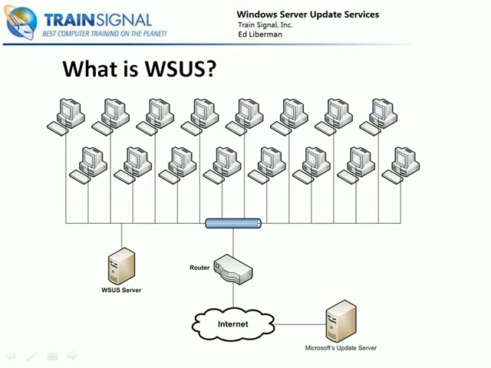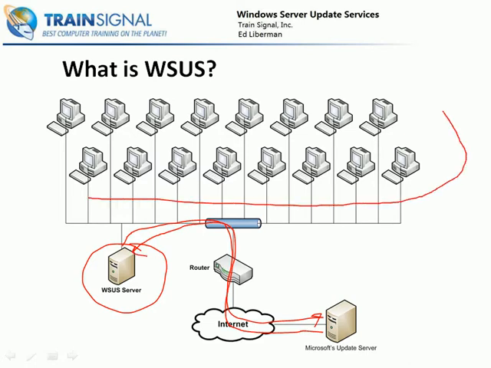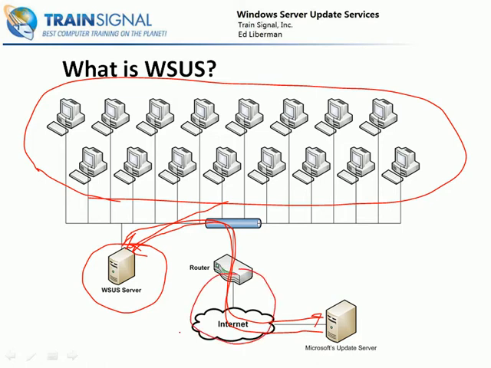WSUS gives us the ability to now have all of our clients communicate with a WSUS server for their updates. See, what happens is the WSUS server will go ahead and go out onto the internet, communicate with Microsoft's update server, and then Microsoft's update server will send those updates just to the WSUS server. Everybody else on the network will now communicate directly with the WSUS server and no longer have to tie up that internet bandwidth.